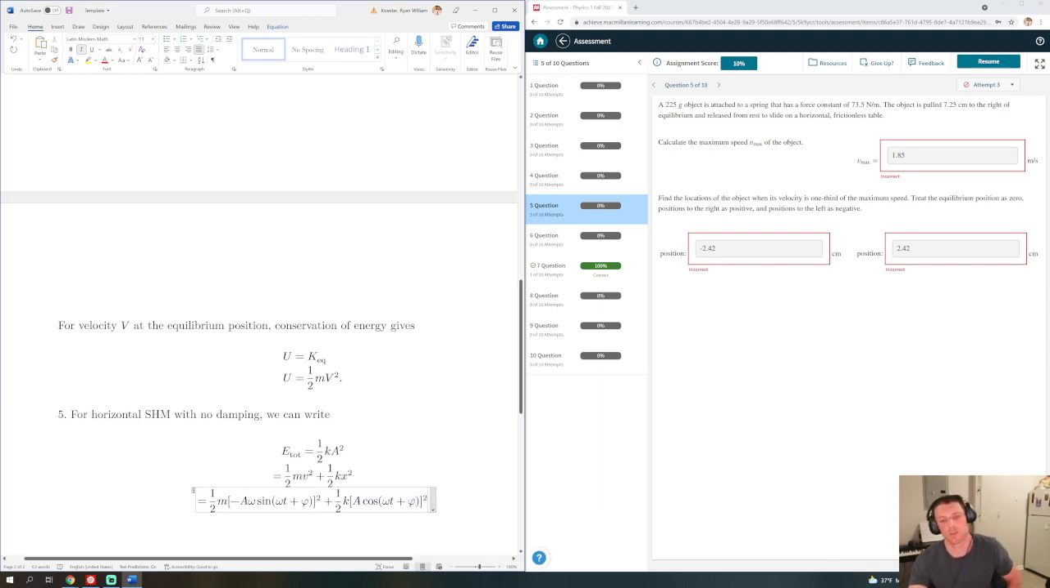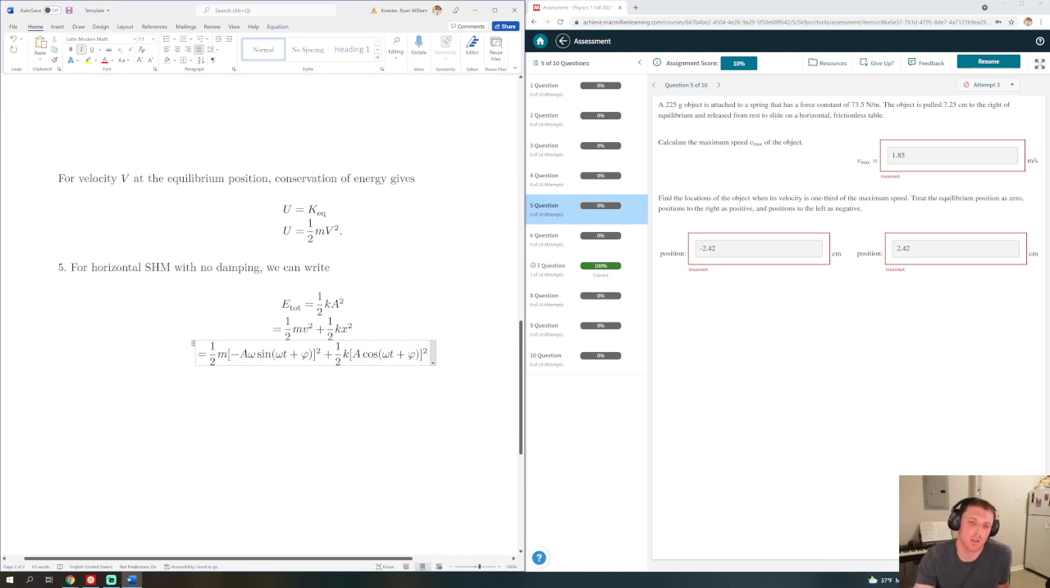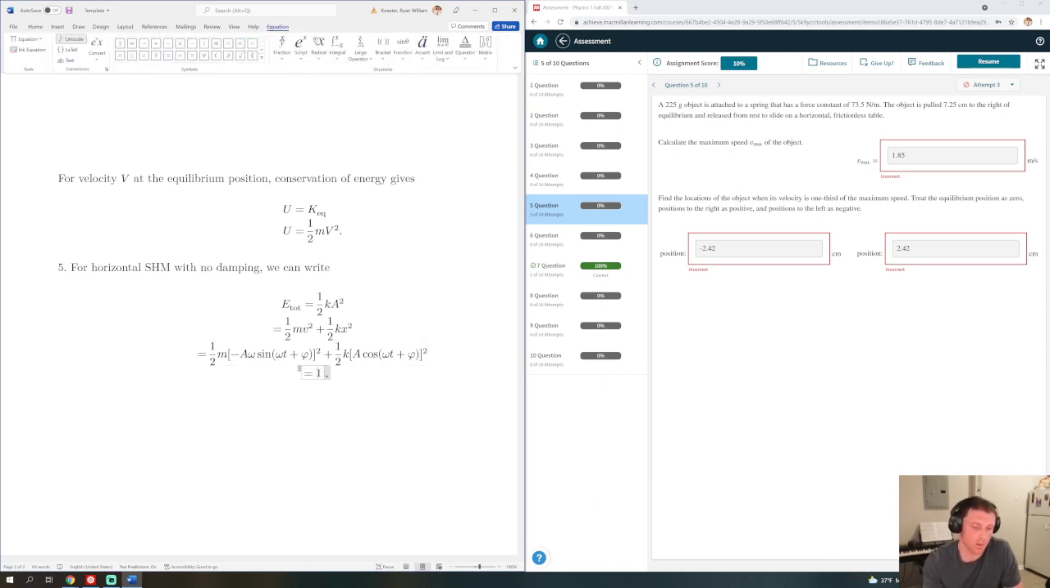Now, doing this by hand is kind of gross, but it's okay because I know what's going to happen. It might be a good idea for you to just give it a try. But essentially, because sine squared of something plus cosine squared of that same thing equals 1, this just evaluates to 1/2 k A squared, which is a really good thing to remember: the total mechanical energy, regardless of how it's distributed, for horizontal simple harmonic motion with no damping, is always equal to 1/2 k times the amplitude of the oscillation squared. So this is what we need here.